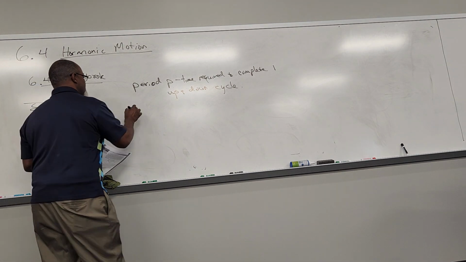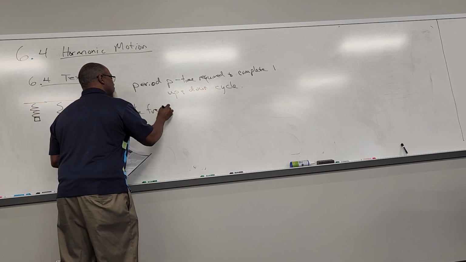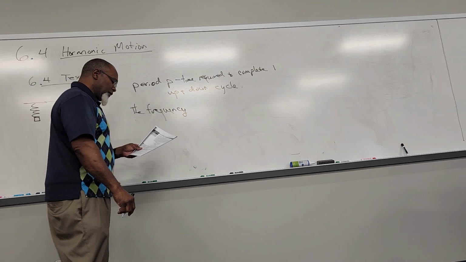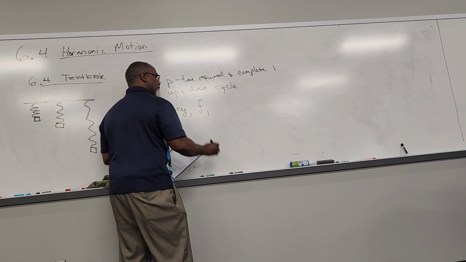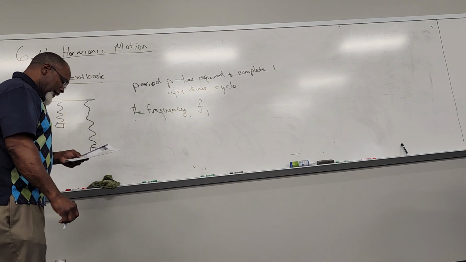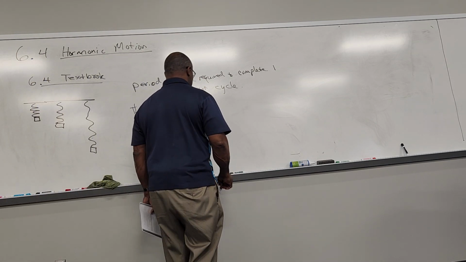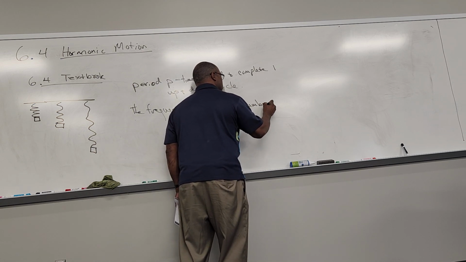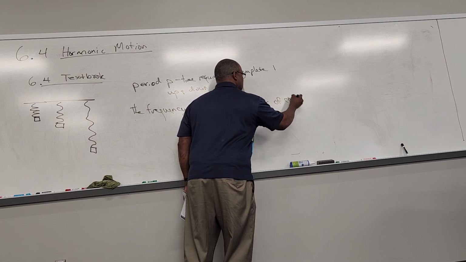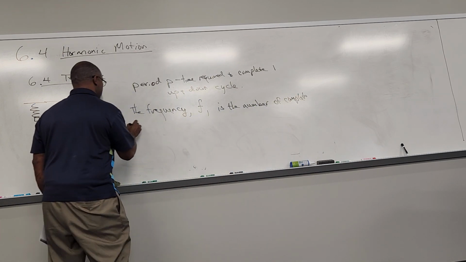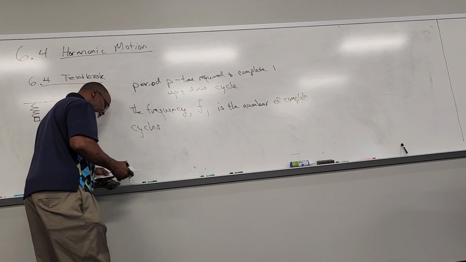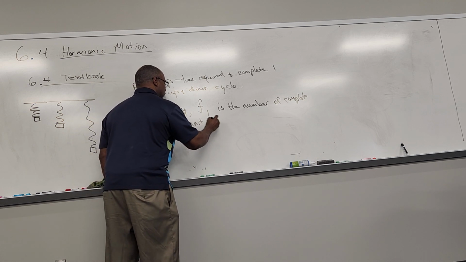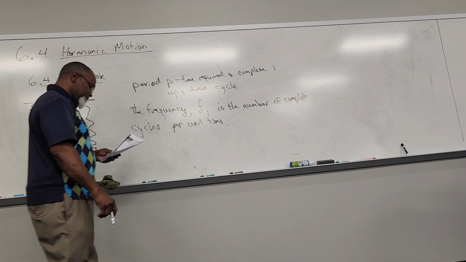The frequency, and again, these things are defined and listed out on this sheet. They say the frequency, the way we denote frequency is lowercase f, is the number of complete cycles completed per unit time. It's the number of complete cycles, all right, per unit time.